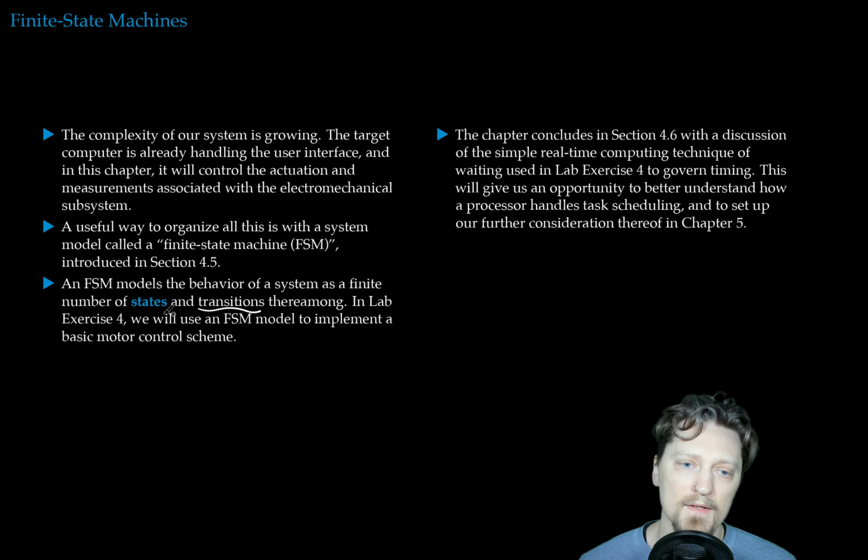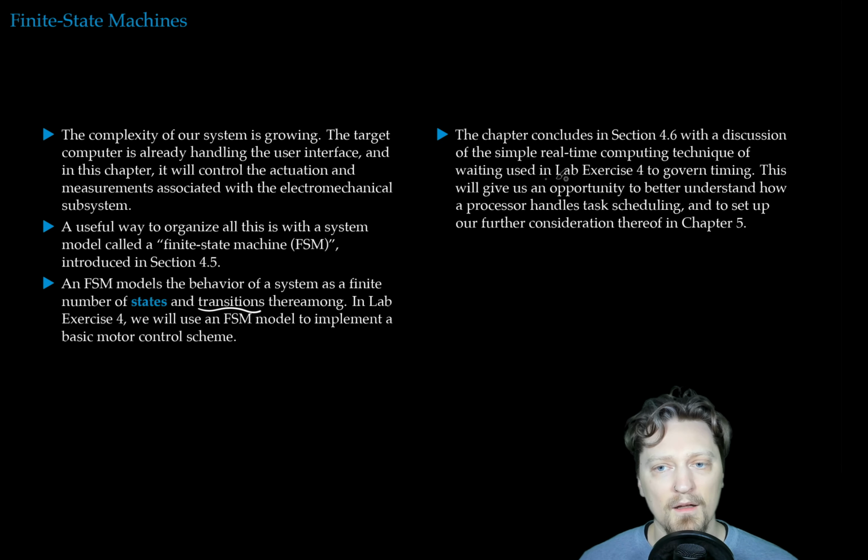In lab exercise 4, at the end of the chapter, we will use an FSM model to implement a basic motor control scheme. The chapter concludes in section 4.6 with a discussion of the real-time computing technique of waiting used in lab exercise 4 to govern timing. This will give us an opportunity to better understand how a processor handles task scheduling and to set up our further consideration thereof in chapter 5.